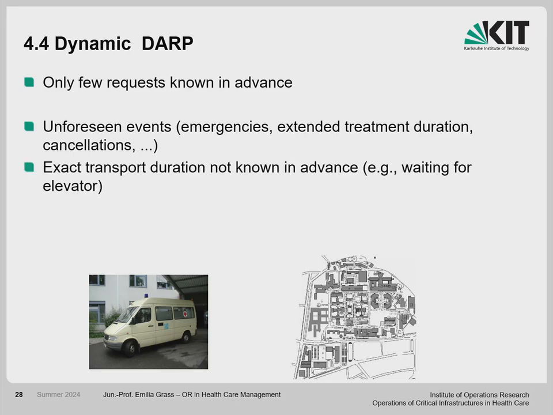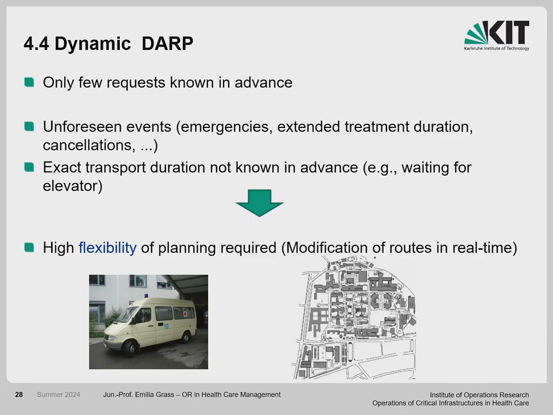Okay. So of course you could also have unknown transport duration because of waiting in front of the elevator. So what is needed is high flexibility. We have a plan, a basic route, but that has to be re-optimized, rescheduled based on real-time data. So we need some kind of continuous re-optimization as soon as information becomes available.